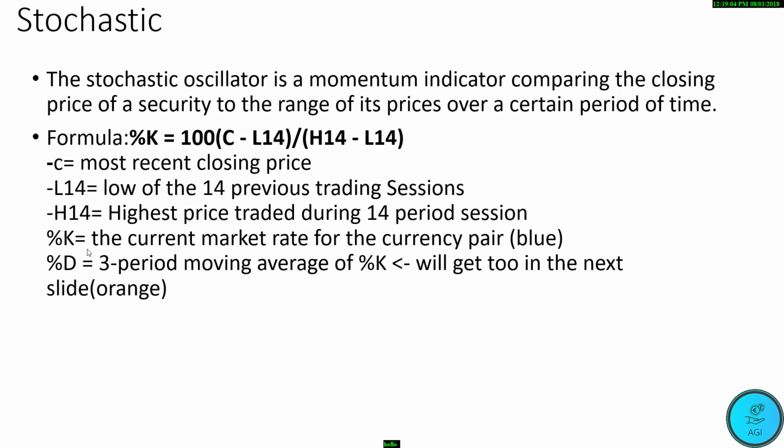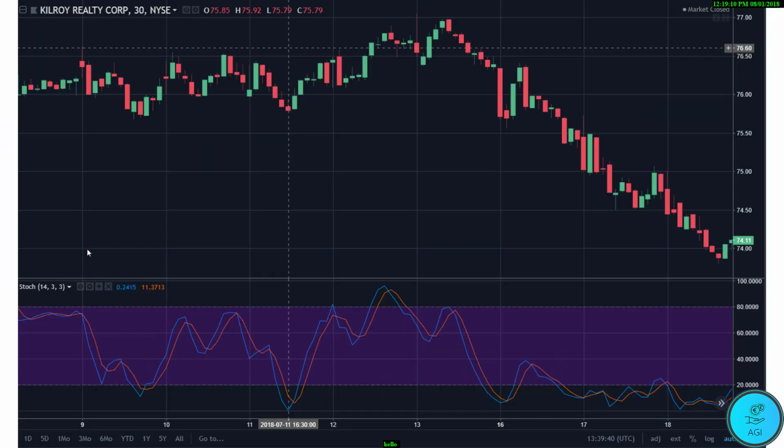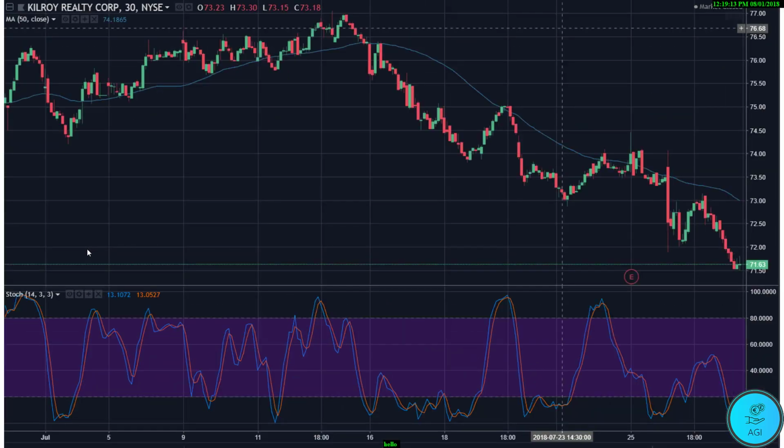The main difference, I have it on the first screen, I don't really remember it off the top of my head, is here. So the K percentage is the current market price, the current market rate for the currency price, which is the blue, and then the next one is the 3-period moving average of K percentage.